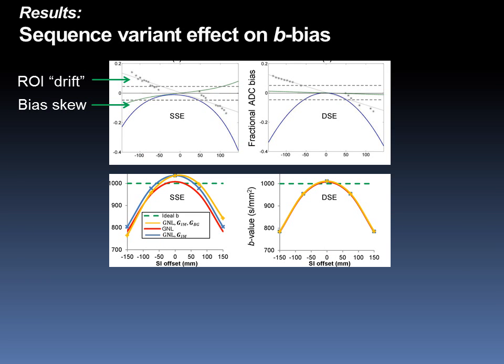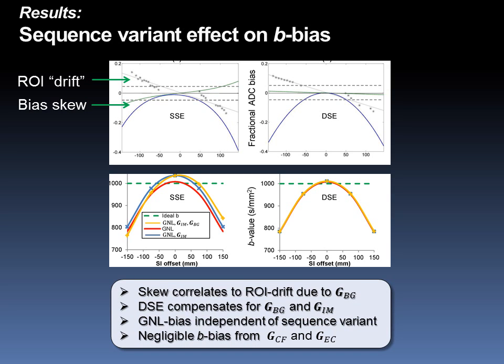The observed effect of DWI sequence variant on b-value bias was consistent with model prediction for the corresponding gradient waveforms. Both experimental (top) and simulation (bottom) confirmed immunity of GNL bias to DWI sequence specifics and the ability of the DSE sequence variant to mitigate minor bias sources due to imperfect shim and imaging cross terms.